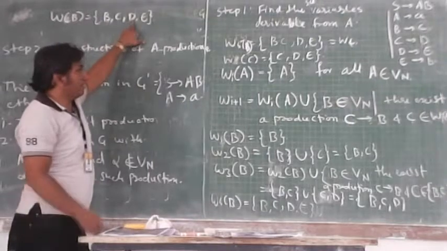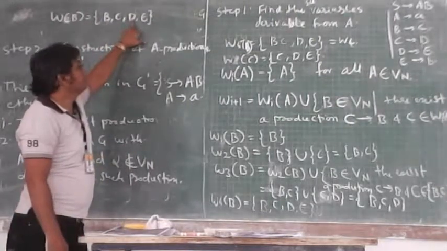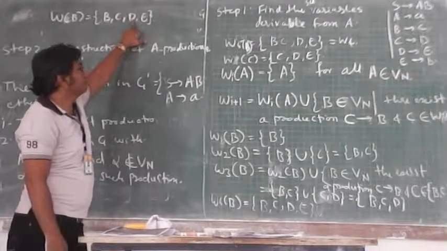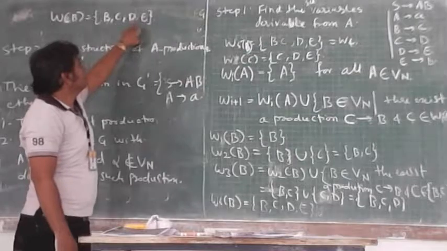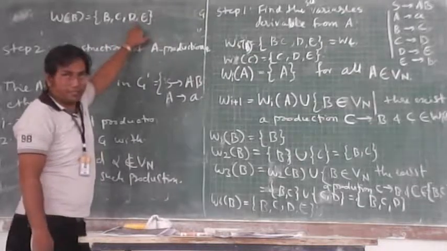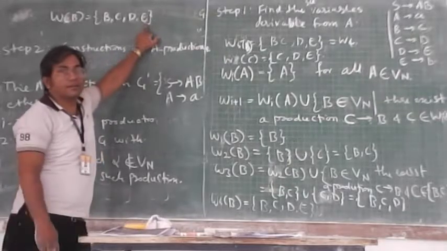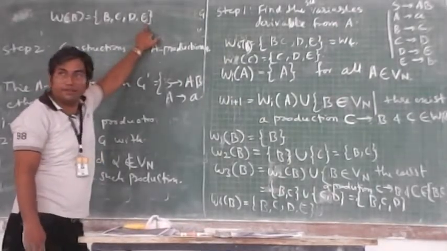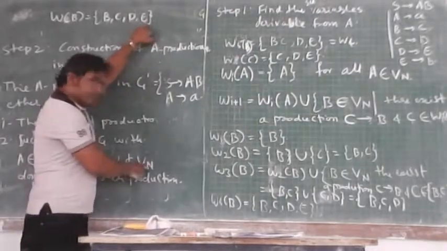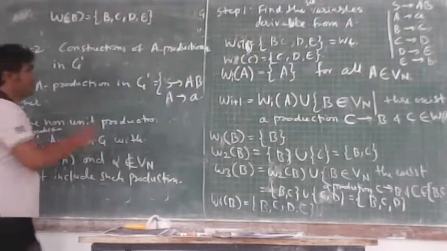See the right hand side of the production. D implies E. E belongs to Vn, so I don't include it. E implies B. So what is the right hand side? B. Does B belong to Vn? No. Then I don't include it.